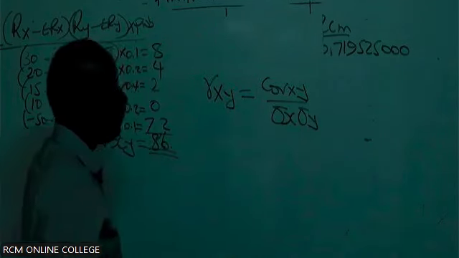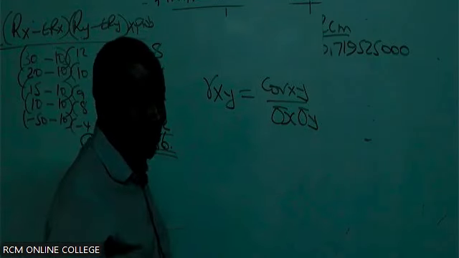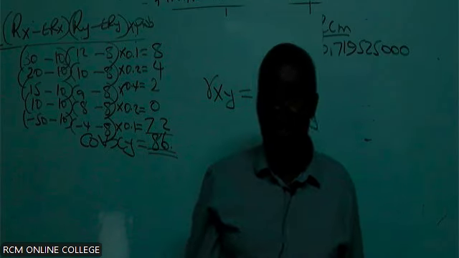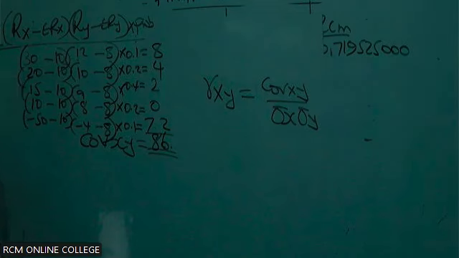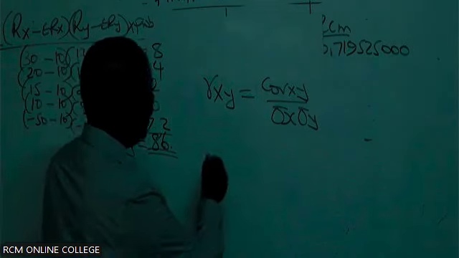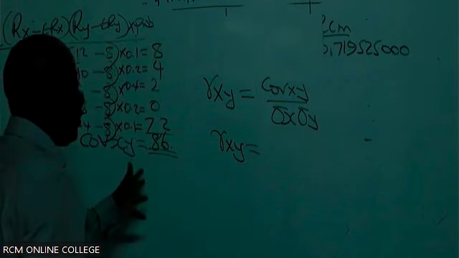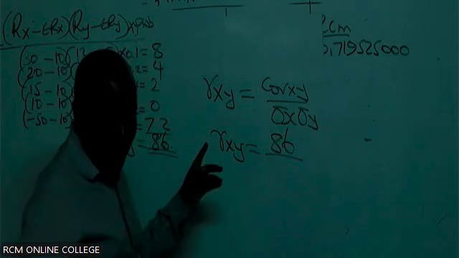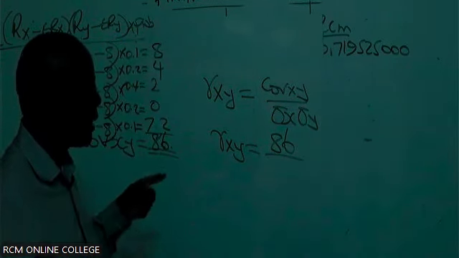So anytime they want us to give them the correlation coefficient, we take the covariance between x and y divided by the respective standard deviations. So R between x and y: the covariance between x and y, which I already have as 86, divided by the respective standard deviations. So the standard deviation of x, negative somebody?